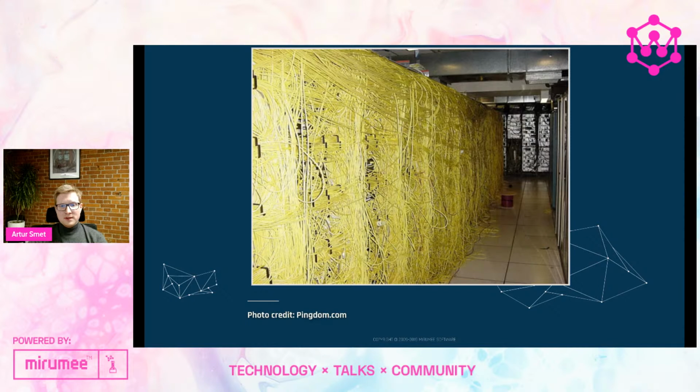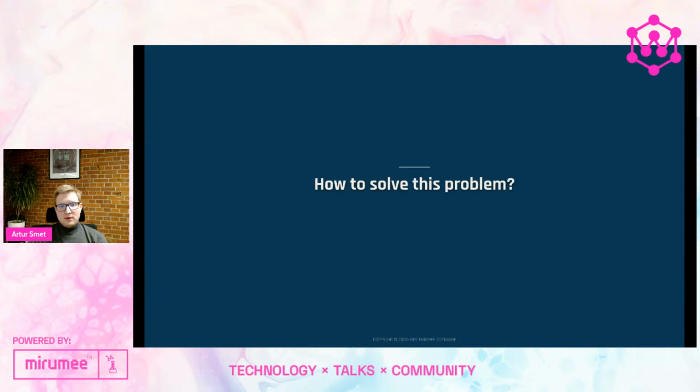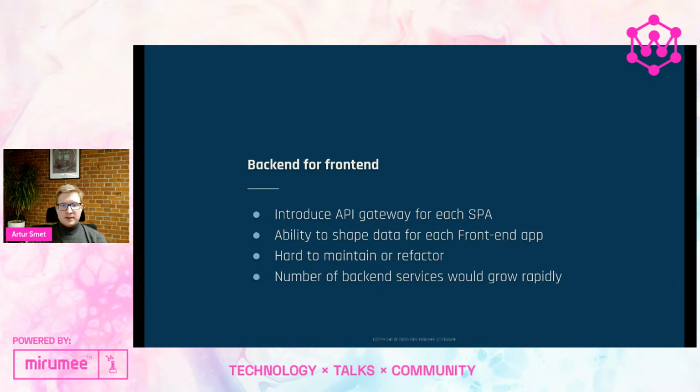So how did our team try to resolve that problem? First of all, as Roy suggested, we tried to use the backend for frontend approach. At least we analyzed that idea. If you are not familiar with that design pattern, backend for frontend means that every frontend application has its own dedicated backend service, which is sort of a data layer for that specific frontend. So in our use case, we would need to introduce an API gateway service for each single page application. That would allow us to shape the data directly for every front-end app. However, it would be quite hard to maintain or refactor because the number of backend services would grow quite rapidly. So we rejected that idea, and we shifted to a different approach.